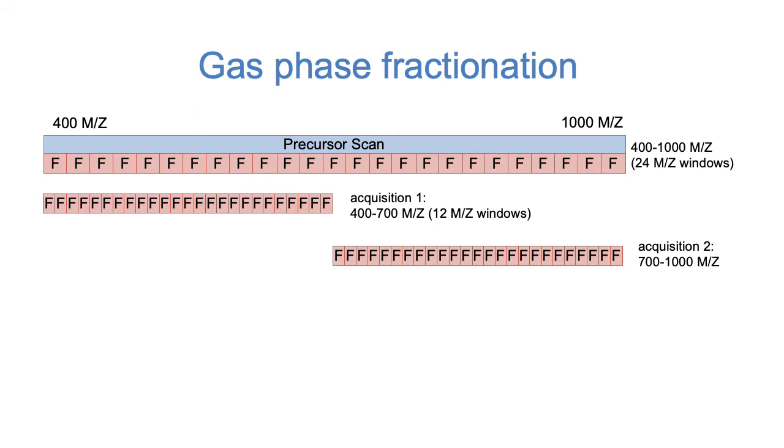This method relies on gas phase fractionation, which was originally developed and applied to DIA in the Goodlett lab over 10 years ago. The principle is to break up the acquisition of single samples into multiple runs that cover the same total m/z space with smaller windows. This type of fractionation is interesting because it doesn't involve any extra offline work, and it only requires setting up 2 DIA methods with different windowing schemes.